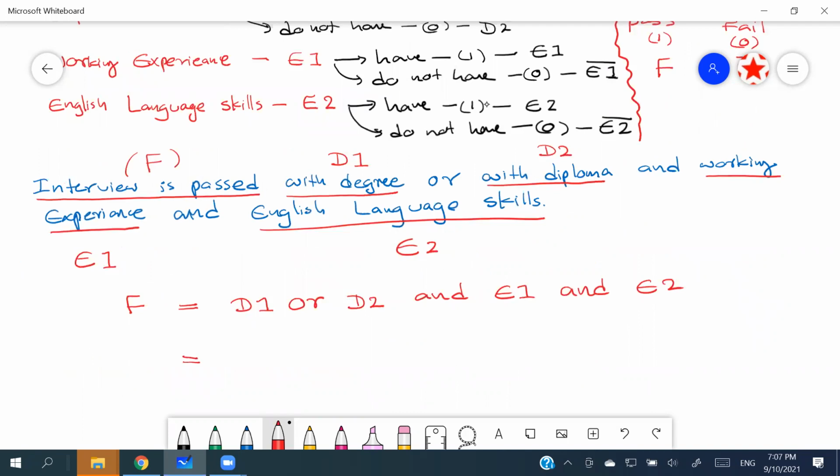So this indicates D1 plus D2, and you need a bracket because either of these two is going to be your qualification, and dot E1 and dot E2. So F equals like this.